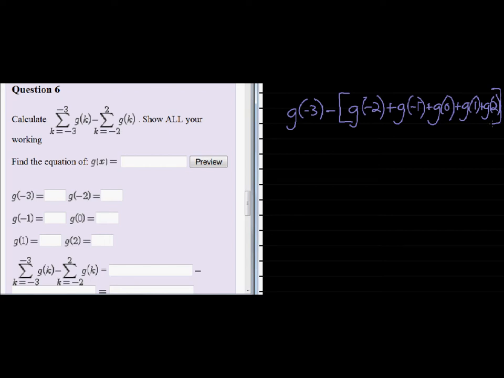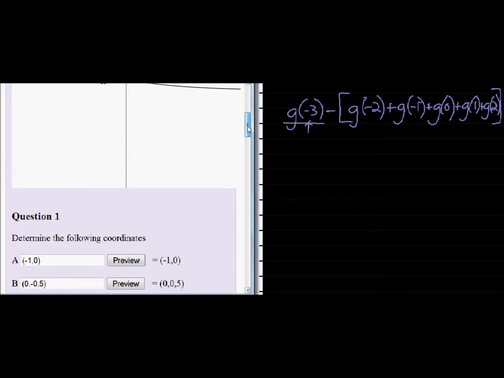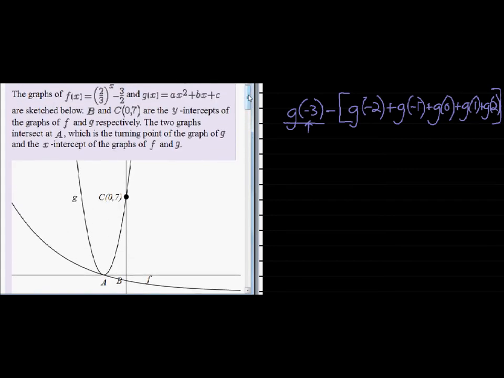Now, what is g of that? Well, we're going to have to substitute x with a negative 3 to get the value for g of negative 3. But we don't even have the function formula for g yet. We don't have g(x). g(x) is ax squared plus bx plus c. So our first step is going to be to find a function formula for g. So g(x) is equal to ax squared plus bx plus c.